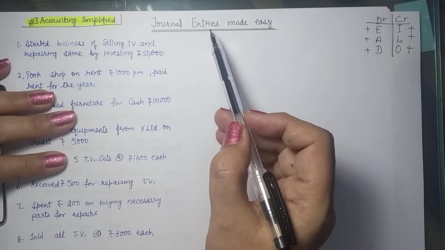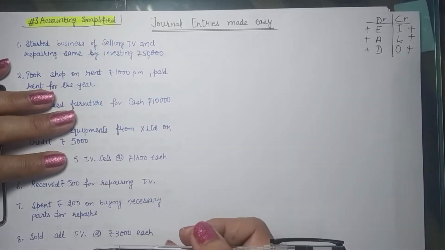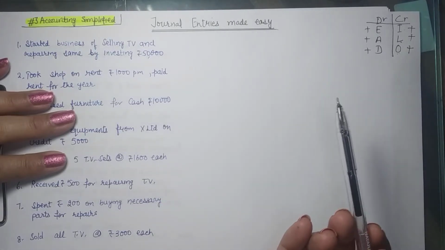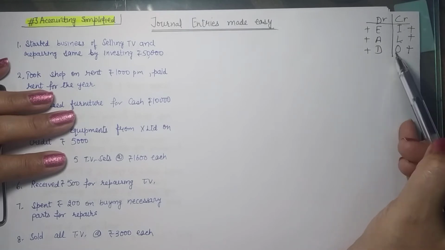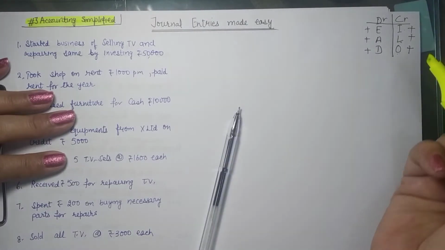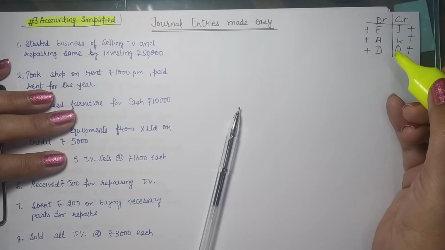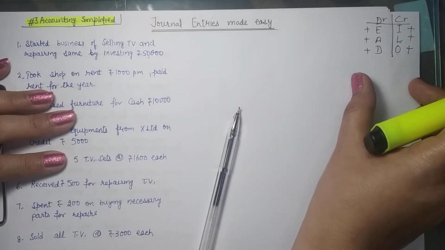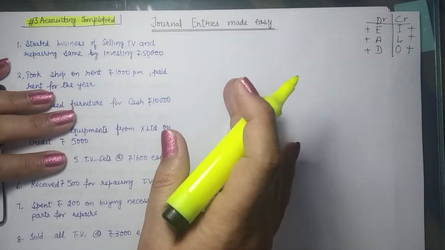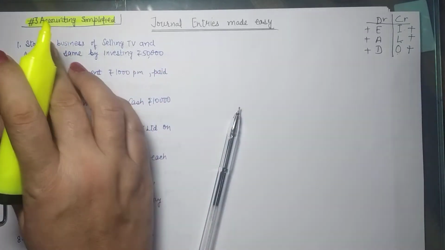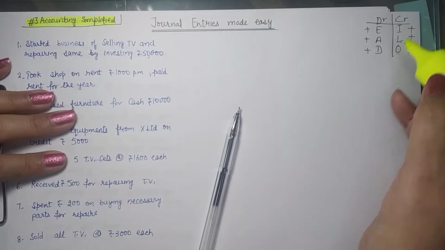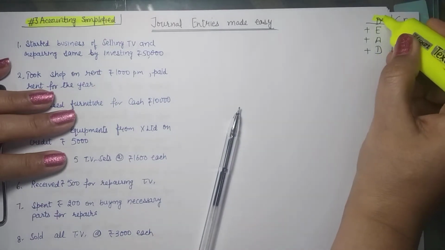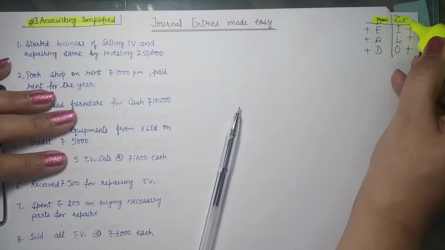Now in the journal entries, before we take up the transactions, let us first revise our rule, that is Dead Cello. Dead Cello is a shortcut for remembering debits and credits. If you want to get to the knowledge of details of this, then you can click on my previous YouTube videos in the same series Accounting Simplified. So in Dead Cello, D is for debit and C is for credit.